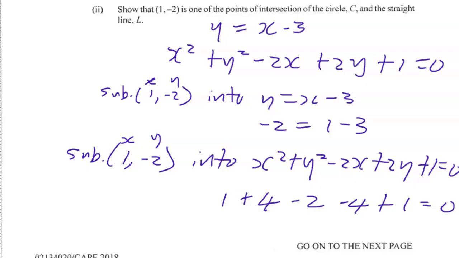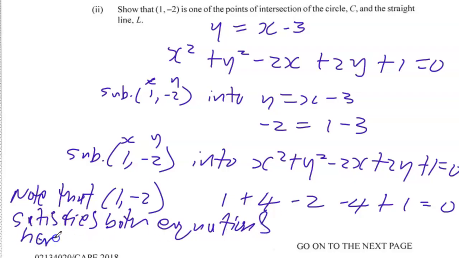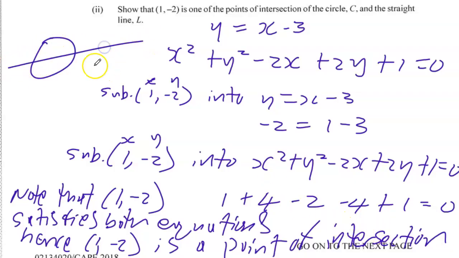So note that 1, negative 2 satisfies both equations. Hence, 1, negative 2 is a point of intersection, right? So we proved that 1, -2 is one of the places where the line cuts the circle. So if you have a circle and a line cuts that circle, then 1, -2 will be one of the points of intersection, alright? Which we just showed.